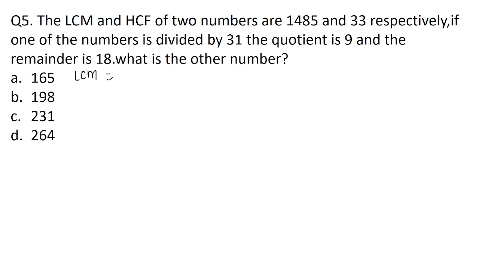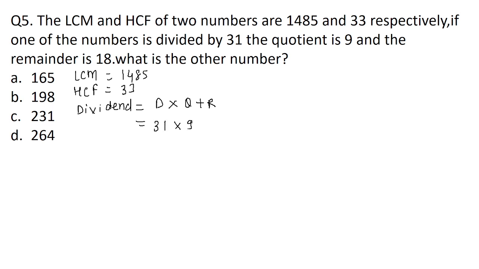LCM is equal to 1485, and the HCF is equal to 33. Now here, dividend is equal to divisor into quotient plus remainder. If you know this, then you can solve it. Look here now. We know the divisor over here is 31. Okay. Quotient is 9 and the remainder is 18. Hence, we'll get the dividend is equal to 297 after solving this. So here I got the value of the dividend.